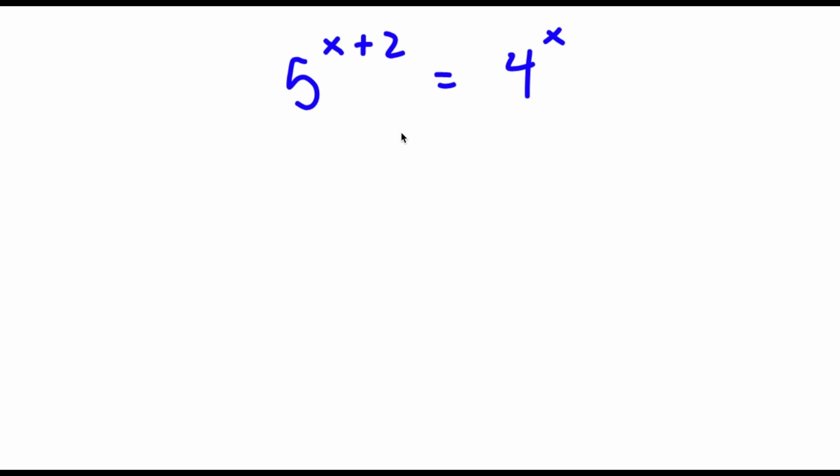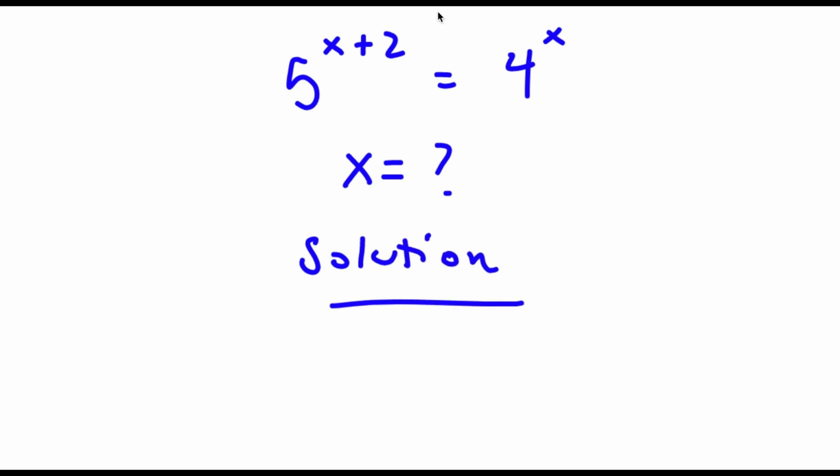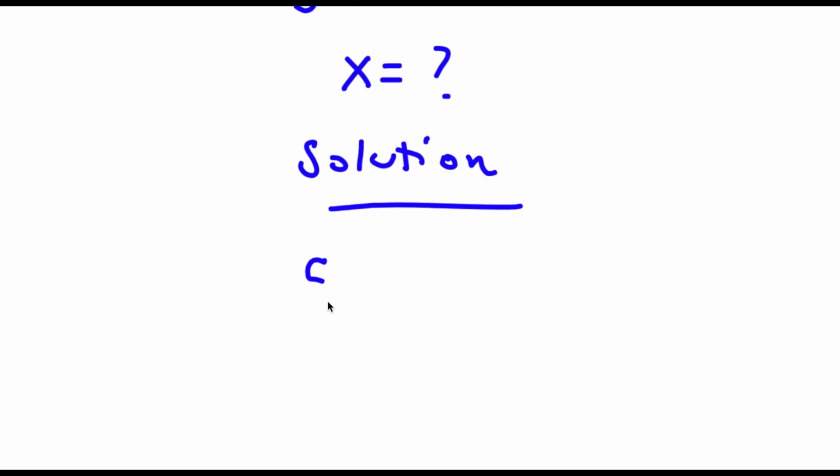Alright, so I have 5 to the power of x plus 2 is equal to 4 to the power of x. Now, I obviously want to find the value of x for this. So for my solution, first start with 5 to the power of x plus 2 is equal to 4 to the power of x.